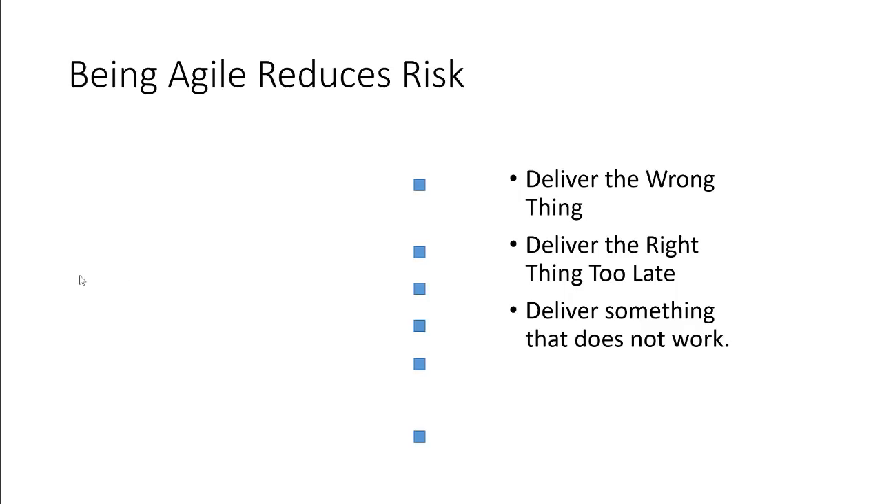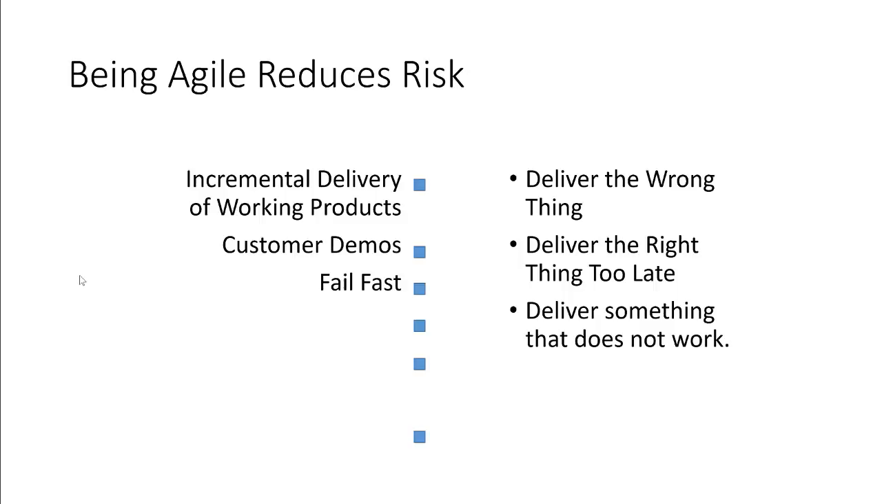So being agile reduces these risks of delivering the wrong thing, delivering the right thing too late, and delivering something that doesn't work. It reduces those risks through incremental delivery of working products, through customer demos, through fast failures, through delivering the prioritized value, through loosely coupling the systems. We didn't talk about that much, but this is a principle in the architecture side.